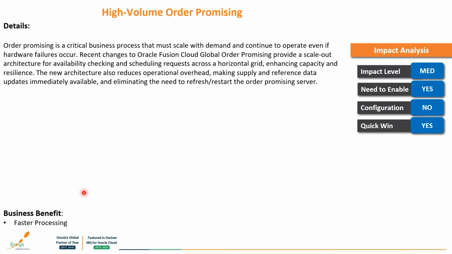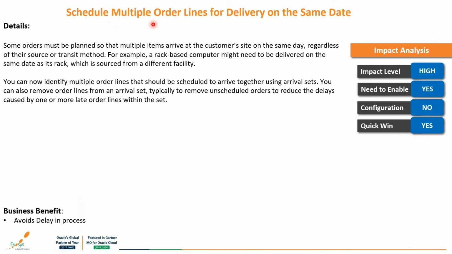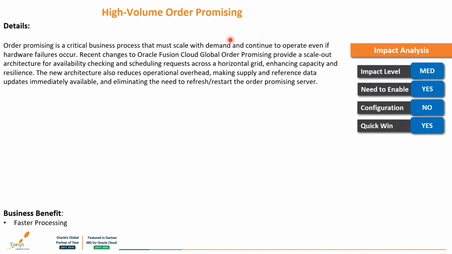This high volume order promising is actually an opt-in feature, which once we opt in, we can start using the sub processes which are available under this high volume order promising option. Once we are enabling it, we can use schedule multiple order lines for delivery on the same date. So if you want to deliver multiple orders on the same date, from now onwards Oracle has an option to do so, provided that we are enabling the high volume order promising option.